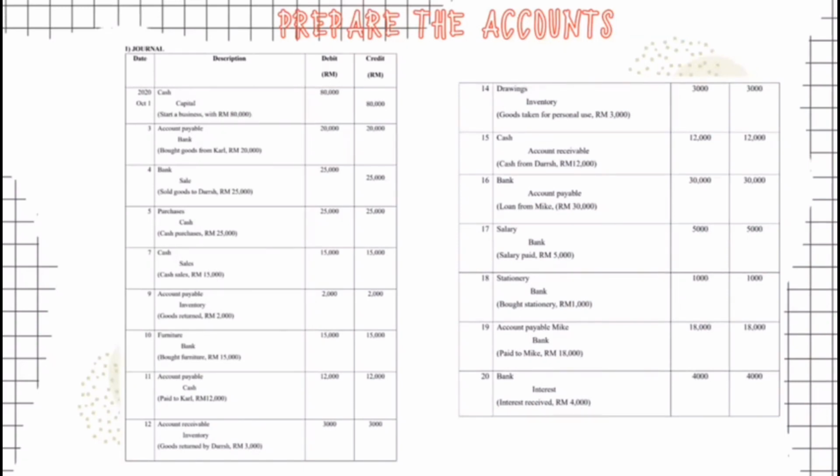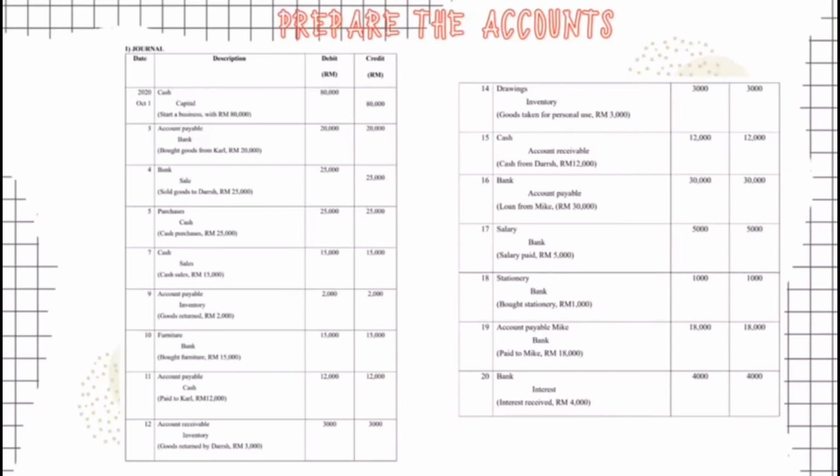7 October 2020, cash is 50,000 ringgit in debit and sales 50,000 ringgit in credit. On 9 October 2020, account payable 2,000 ringgit in debit and inventory 2,000 ringgit in credit. On 10 October 2020, furniture is 50,000 ringgit in debit and bank 50,000 ringgit in credit.